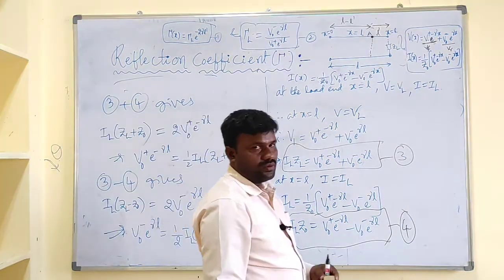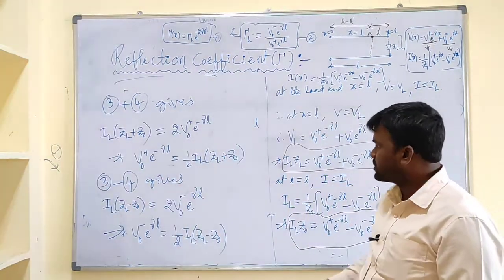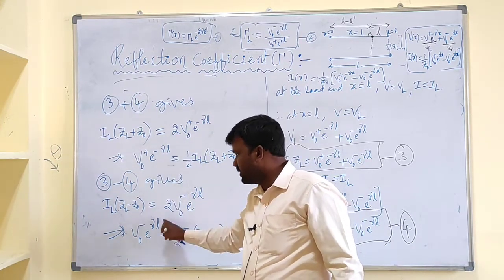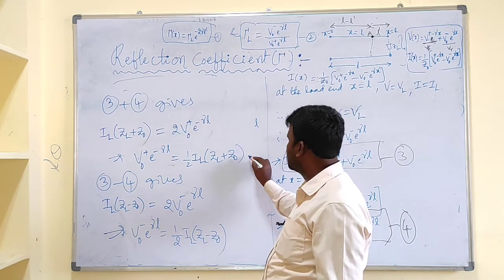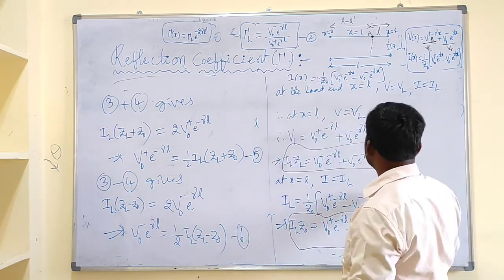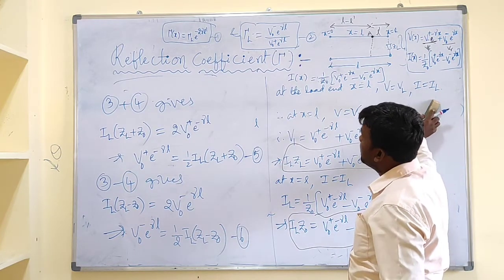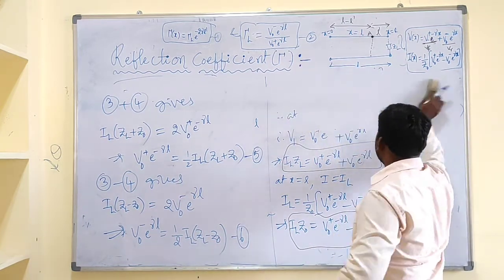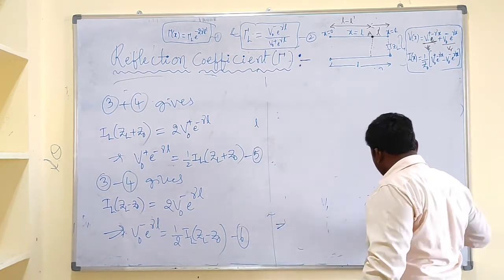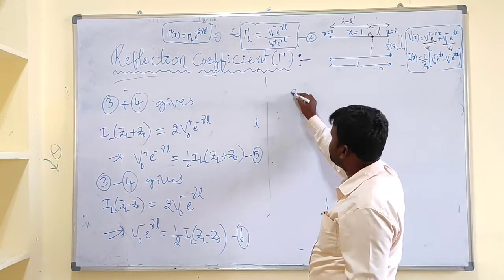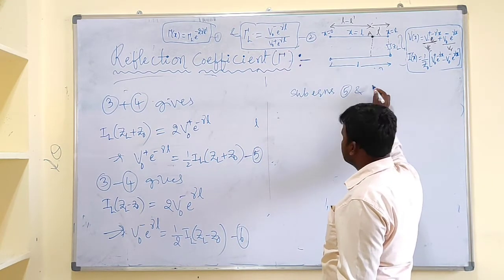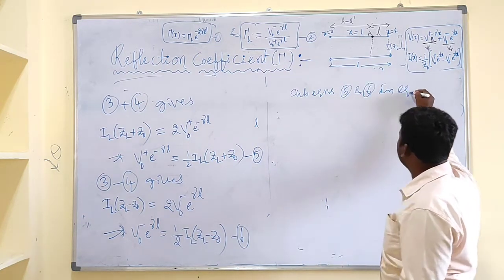Okay, now what we need to do is substitute this V naught plus e to the power minus gamma L and V naught minus e to the power gamma L. Let us take these as equation number 5 and 6. Substitute equations 5 and 6 in equation number 2.